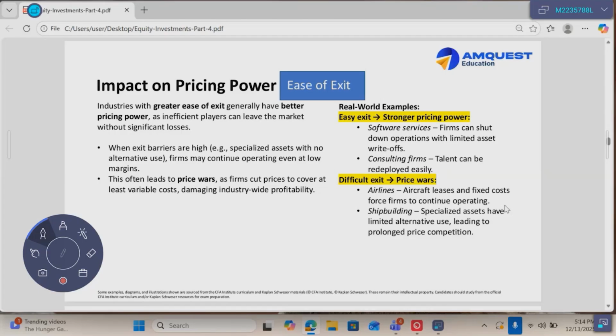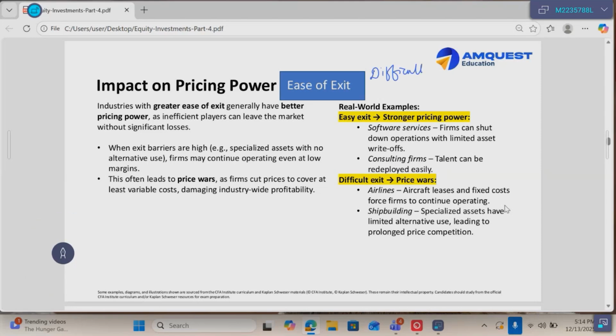Even in shipbuilding, the assets are customized. They will not have any kind of alternative use. So that is why you want to remain in the business, even though it is non-profitable. So over here you can write down, if ease of exit is difficult, then you stay in the business even at less profit. If the ease of exit is difficult, you will not want to exit the business, and it is going to eat away your profits.